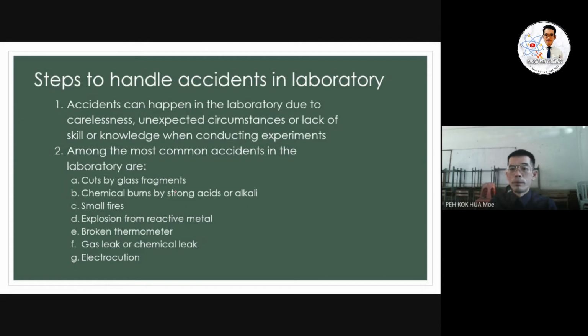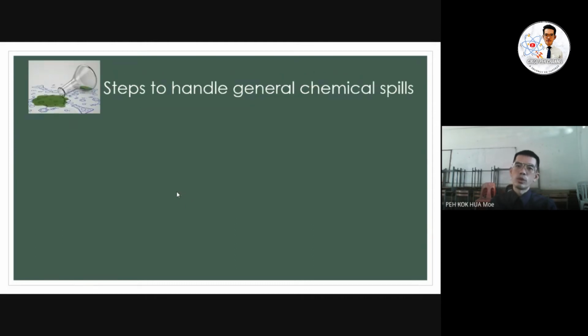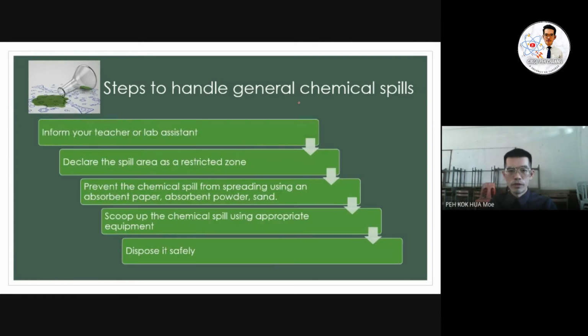These are the common accidents that may occur at the laboratory during your experiment. Here we have to discuss what steps you need to take when we have a chemical spill, and one more is the mercury spill. First, let us discuss the steps you have to know when a chemical spill occurs during your experiment. The first step: inform your teacher or lab assistant.